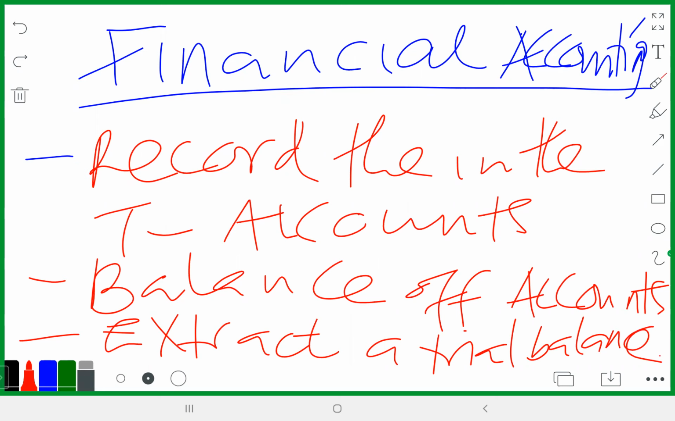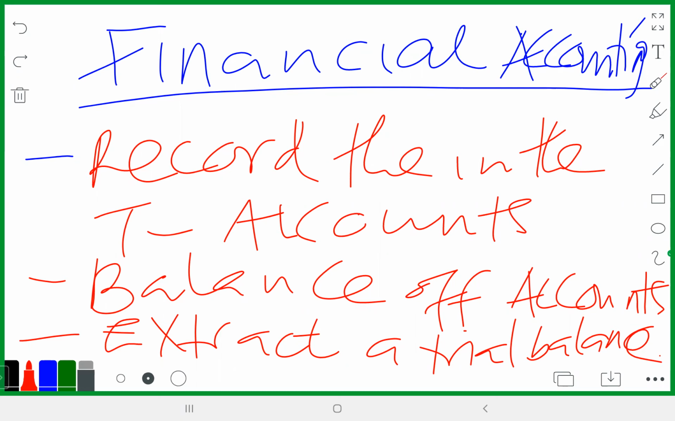So the steps are: number one, record the transactions in the T accounts. How do you record the business transactions, the transactions that the business engages itself in day in and day out? Then after you have recorded those transactions, it's necessary for you to balance off those different accounts. Then afterwards, you'll be trained on how to extract a trial balance from the T accounts that you have balanced off.